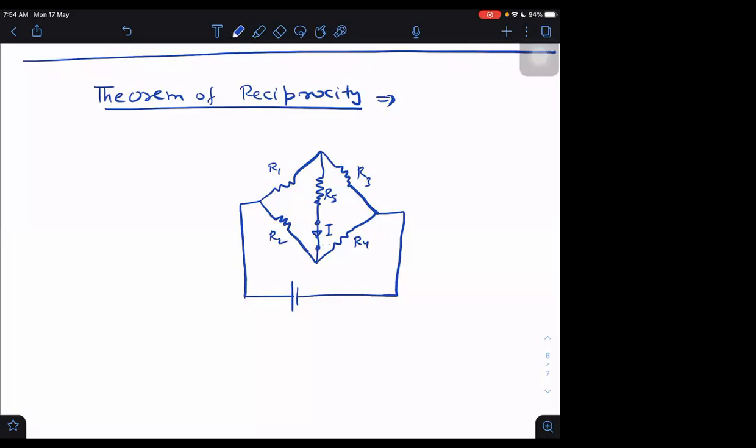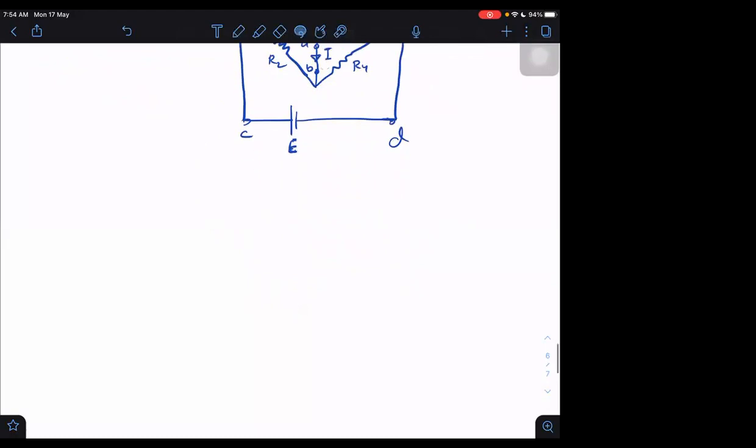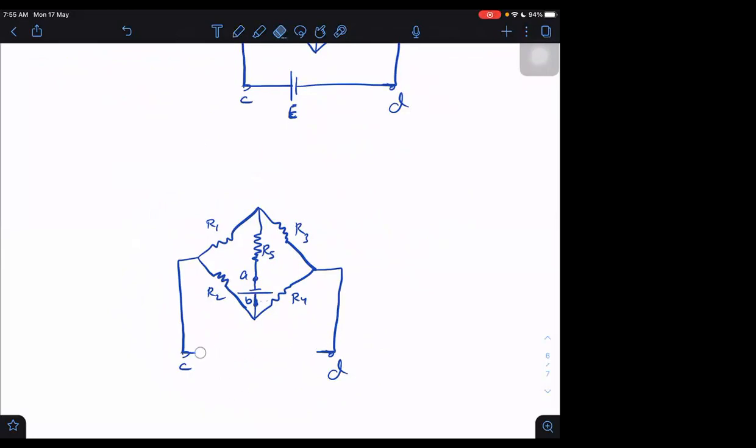So this theorem says that if I have a source of EMF E kept in some branch denoted by, let us say, CD, and in another branch denoted by AB, the current flowing is I. Then according to this theorem, if I interchange them, and in AB I keep the battery, then in CD the same current will flow.